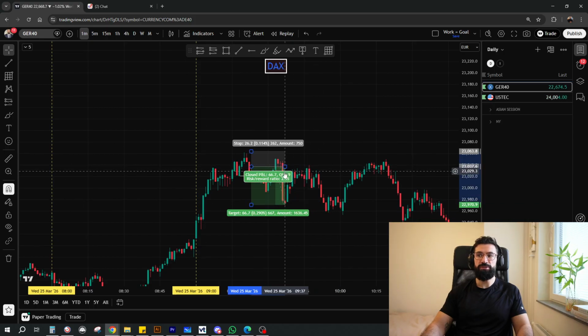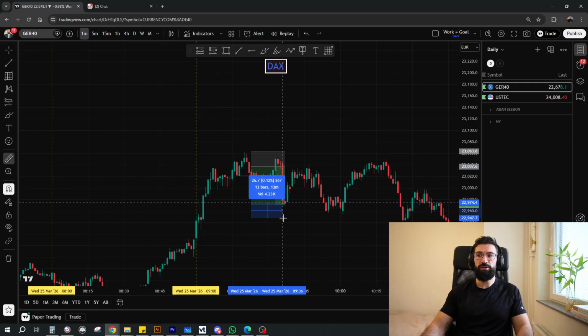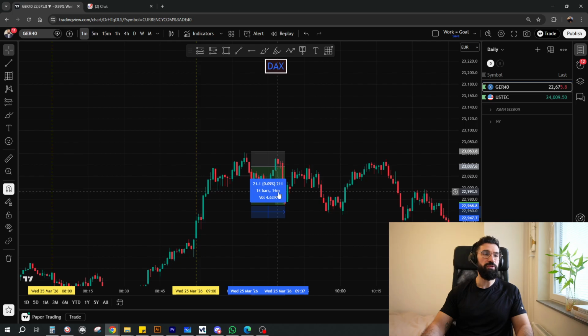So how long was this trade? This trade was entered right here and exited right here. This is a 14-minute trade. This is what I see as scalping. You take shorter trades.